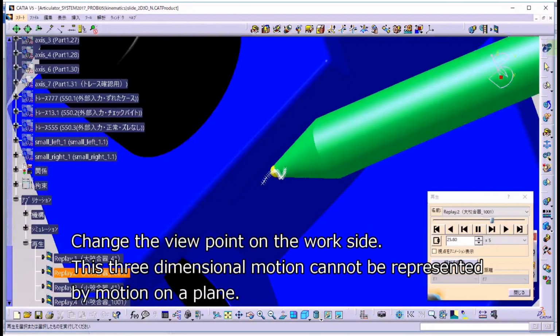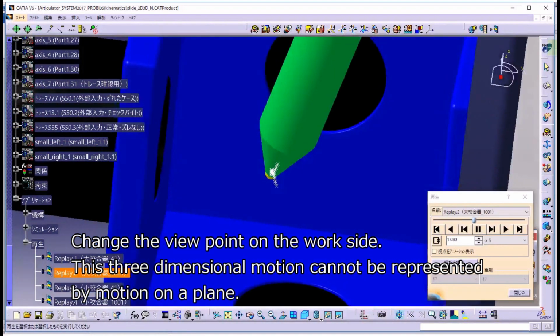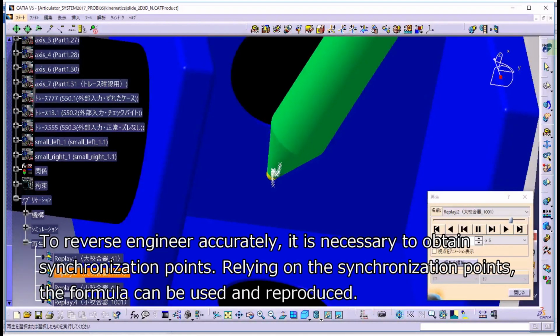Change the viewpoint on the work side. This three-dimensional motion cannot be represented by motion on a plane. To reverse engineer accurately, it is necessary to obtain synchronization points. Relying on the synchronization points, the formula can be used and reproduced.